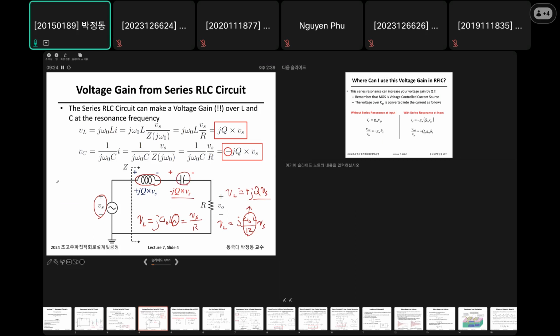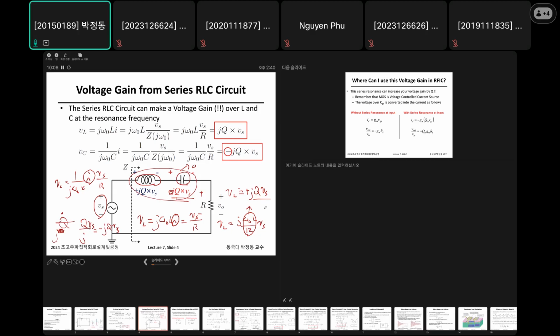Because VC is 1/(jωC) times I. As I said before, I is just Vs divided by R, right? Therefore, this is +jQVs, and this is -jQVs, which is exactly the same magnitude with the opposite polarity. That makes sense, right? Because once this is resonant, all of them become 0, and then Vs is just applied over here.